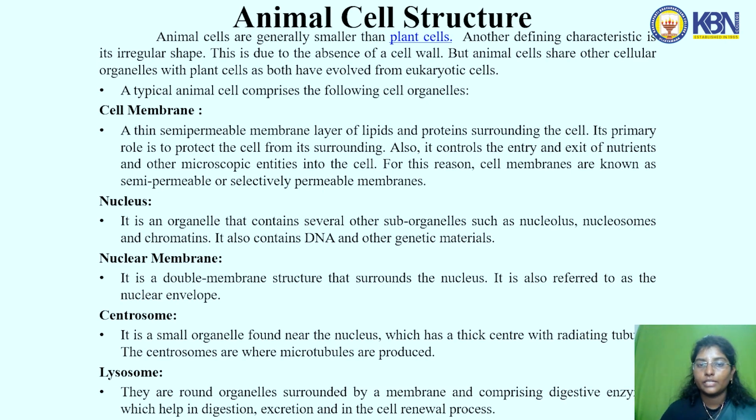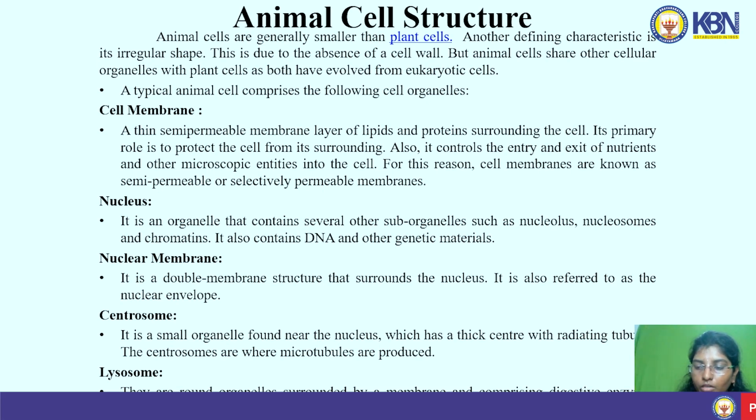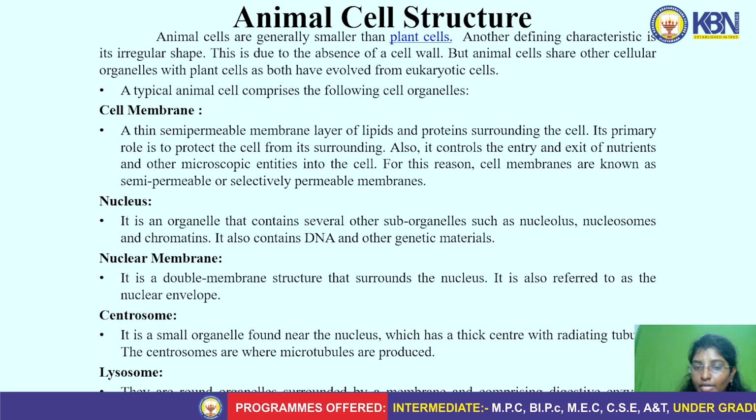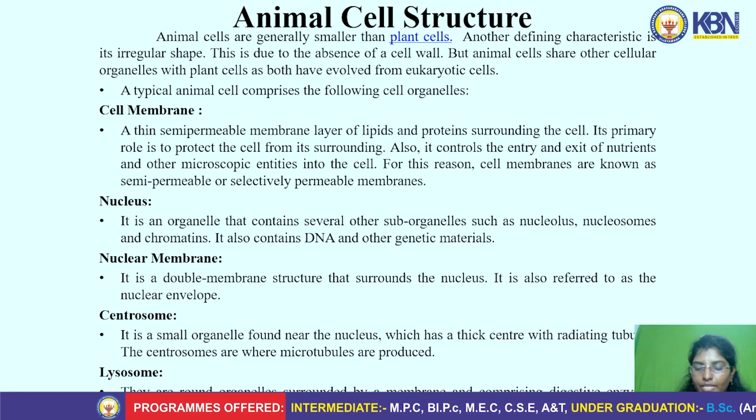Cell membrane is a membrane layer which consists of lipids and proteins, and its function is to control the entry and exit of nutrients inside the body. It controls the entry and exit of the nutrients and other microscopic entities. And next, nucleus: it is an organelle that has suborganelles like nucleolus, nucleosomes and chromatins.